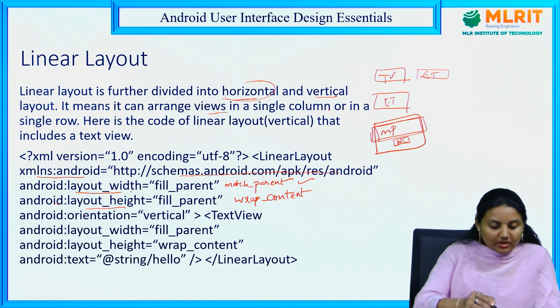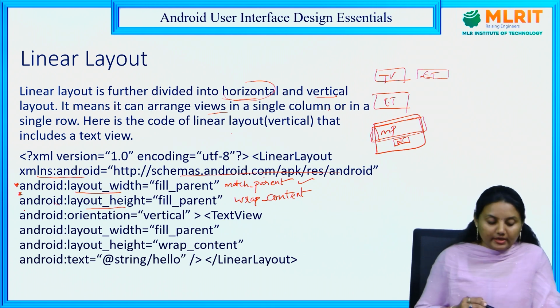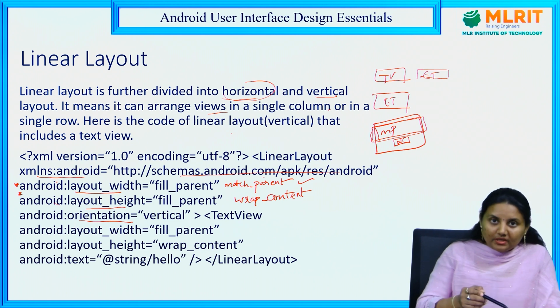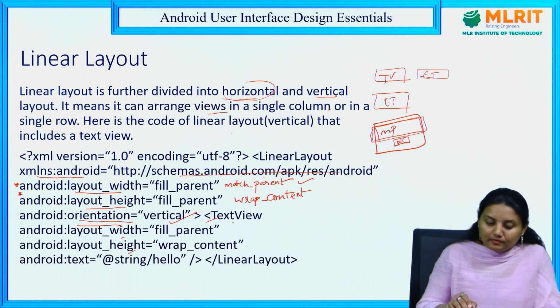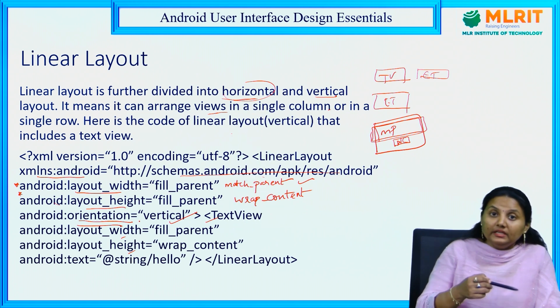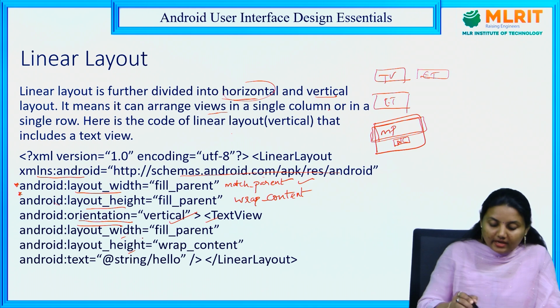This is about layout width and height. These two are the mandatory fields that we have to give for any layout. Then coming to orientation, in the linear layout, one of the properties that we can assign is orientation, which is vertical. Then coming to text view, layout width and height are again common for text view. So here we have given width and height for the linear layout, but these width and height are for the text view.